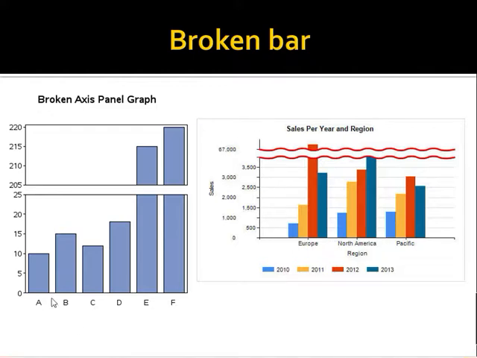Take for example, on x axis we are plotting the 7 observations A, B, C, D, E and F, and on y axis you have plotted their frequency. For A, the frequency is 10. For C, it is around 12 or 13. For D, it is around 19 or 18. But for E and F, they are way high. They are way up. That is, one is 215 and the other is 220.